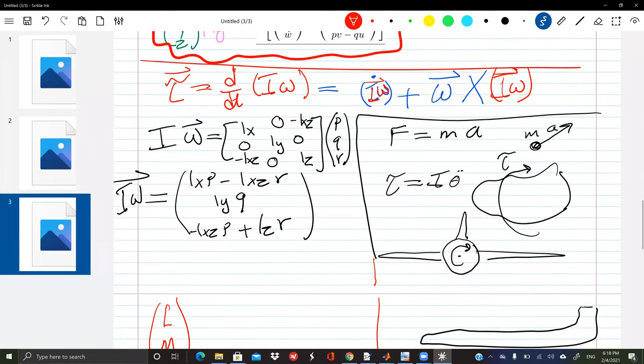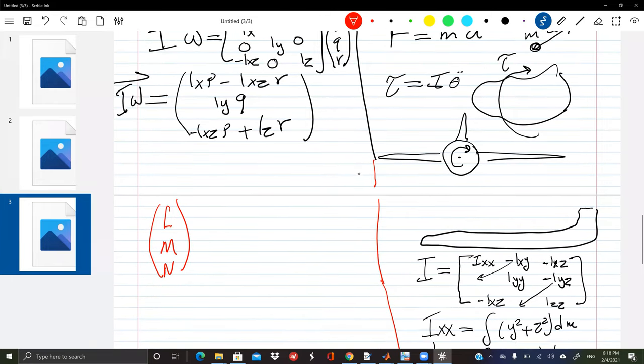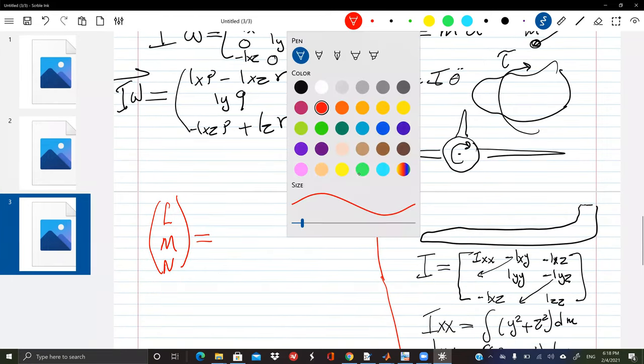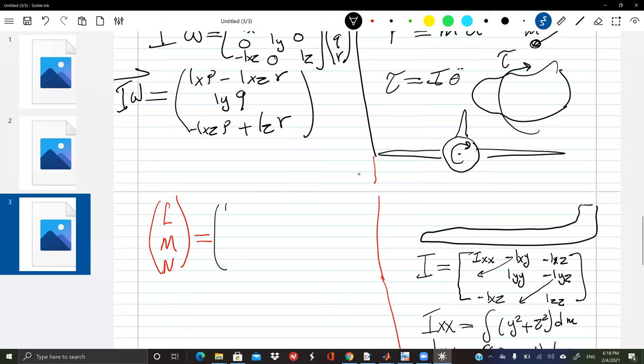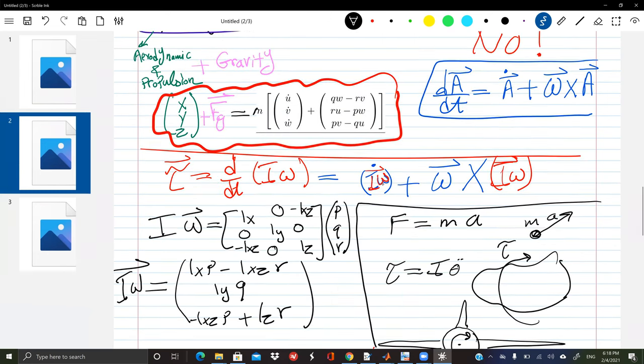So torque or moment about the center of gravity, LMN, equals the first term here, which is simply derivatives of the components of I omega. So that's easy. I'm going to copy this black vector with dots all over: IXP dot, IXZ R dot. Of course, I'm not doing dot over the I's because they are constant. They are just numbers, right? IYQ dot. And we're done with the first term, plus the second.